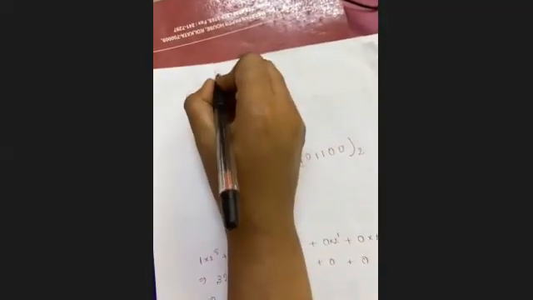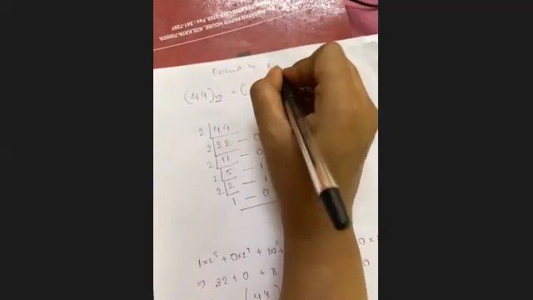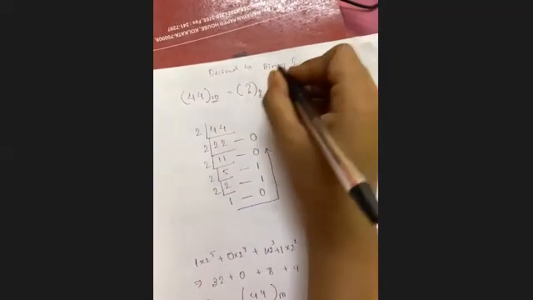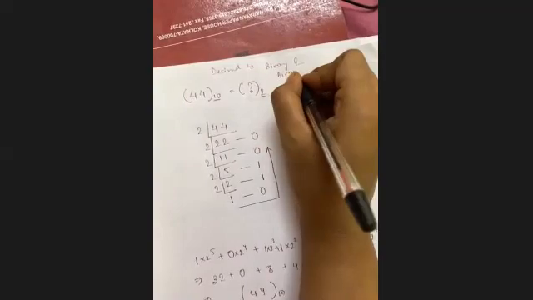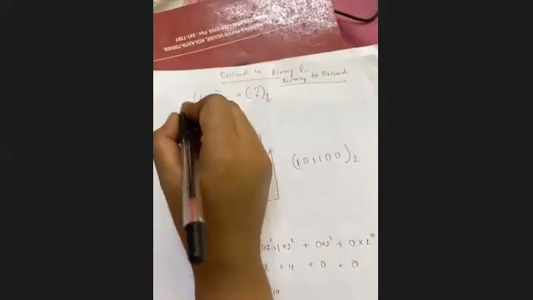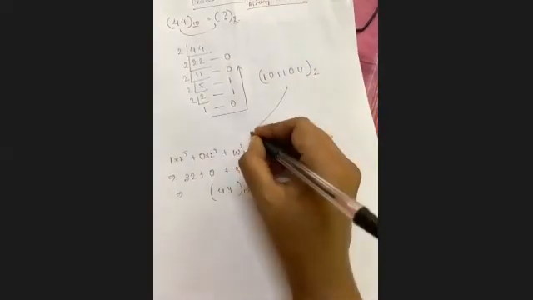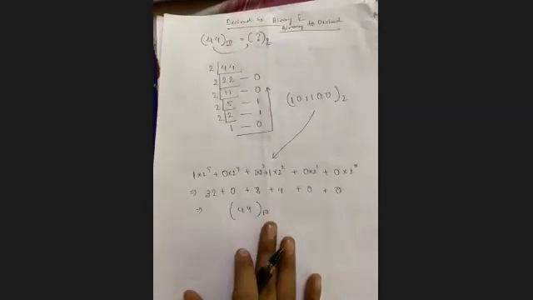This you can call decimal to binary and binary to decimal conversion. What are you doing here? You are converting the decimal number system to binary, and from this you are converting the binary number system to decimal. This is the vice versa process.